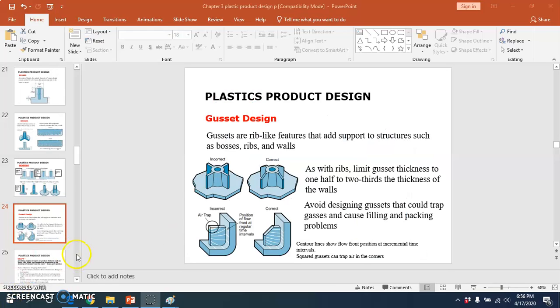Okay, gusset. This is a gusset. Gussets are rib-like features that add support to structures such as bosses, ribs, and walls. As with ribs, limit the gusset's thickness to 1/2 to 1/3 the thickness of the wall. If not, sink marks might occur. Also specify proper draft and draw polishing to help with mold release. Kalau kita guna dekat rib, maybe kita boleh design draft untuk senang dia eject.